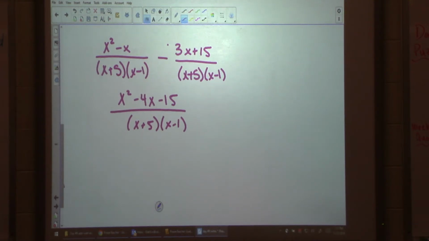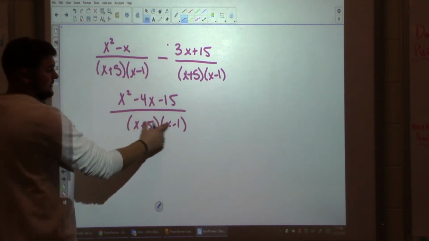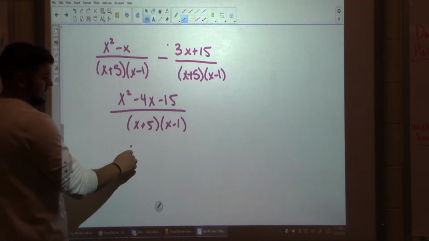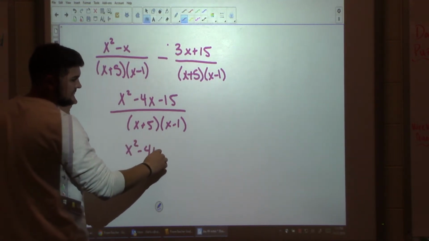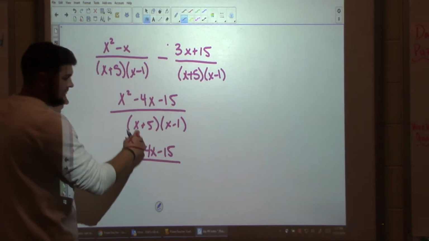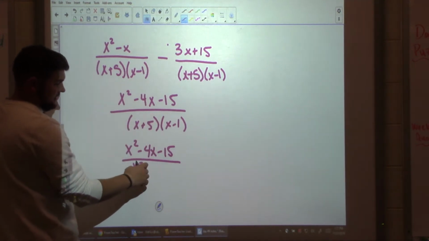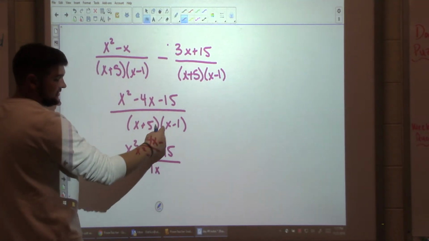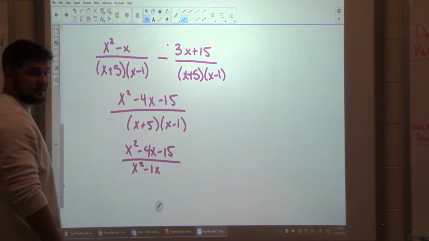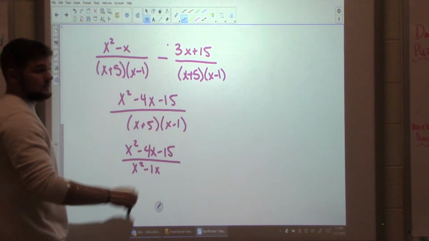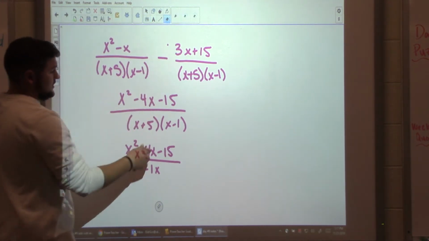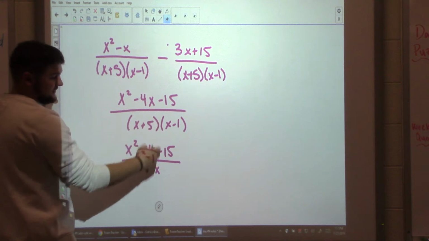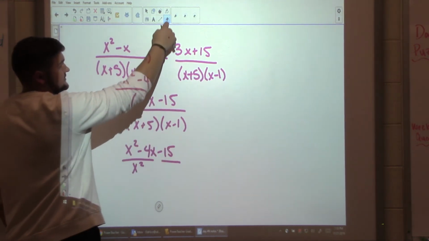So what do we have to do to get a final answer? Foil the bottom. I get x squared minus 4x minus 15 over x times x is x squared. X times negative 1 is negative 1x, plus 5x. Do you mind if I just do that right away? Do I have to write that out? No. Okay. So, negative 1x plus 5x will be plus 4x.